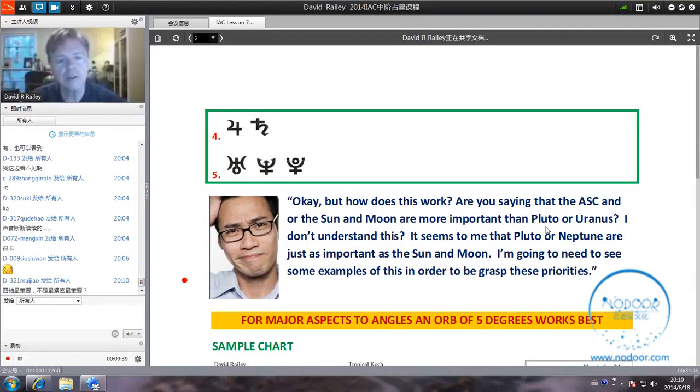She asks, if we say the angles are most important, even if it's not a tight aspect, it's still important. Yes, it is important.